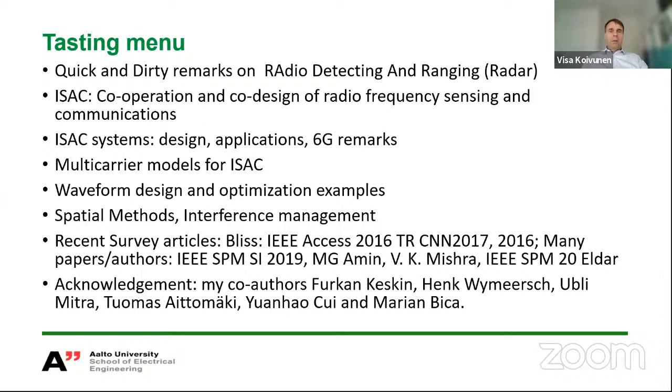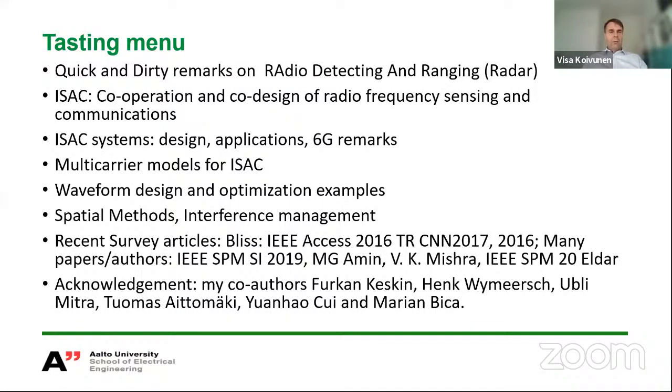Then, regarding our research, we've been mainly working on multi-carrier waveforms for this type of integrated sensing and communication systems. Obviously, multi-carrier waveforms are used in most current wireless standards. If we do our co-design well, we could use similar multi-carrier waveforms also for sensing. That would, of course, allow us to have a kind of convergence and cooperation of these systems.